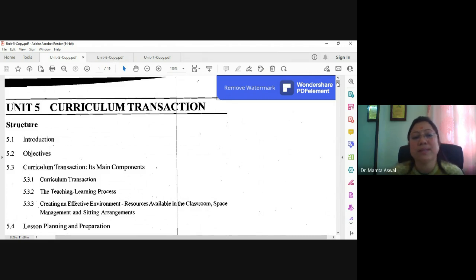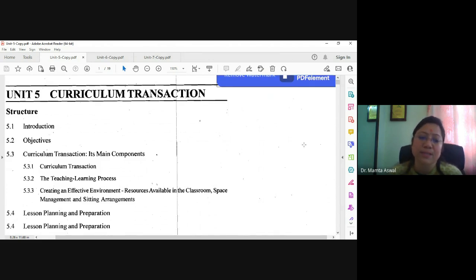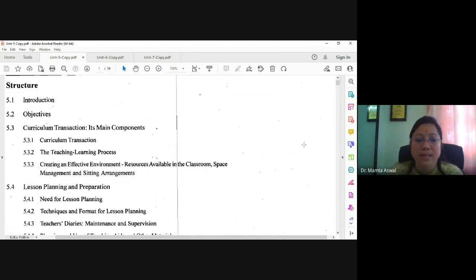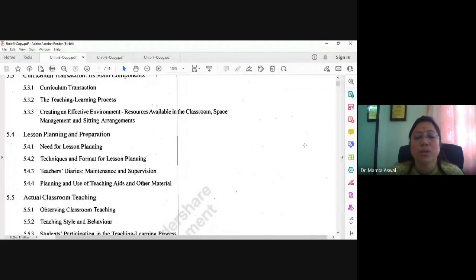And what are the basic components, what is the teaching learning process, how a teacher can develop a better, effective teaching learning environment inside the classroom, what is the lesson plan, and what are the formats of a lesson plan. Besides that, what is the teacher's diary, then what are teaching aids. I hope that you have already covered teaching aids, types of teaching aids in block 1.